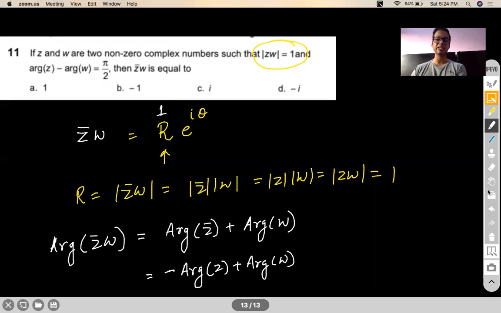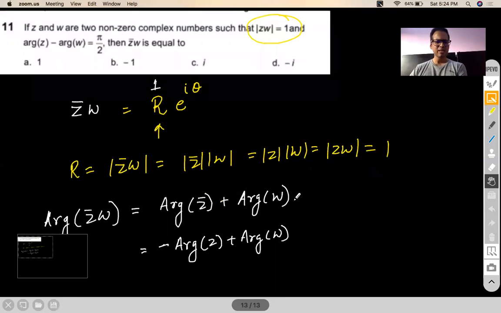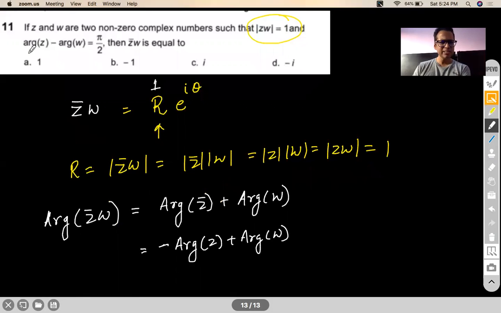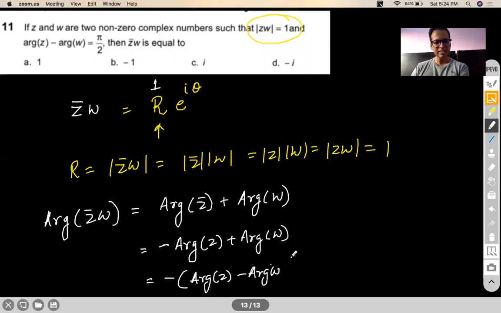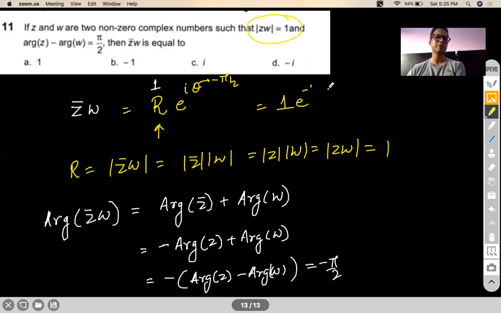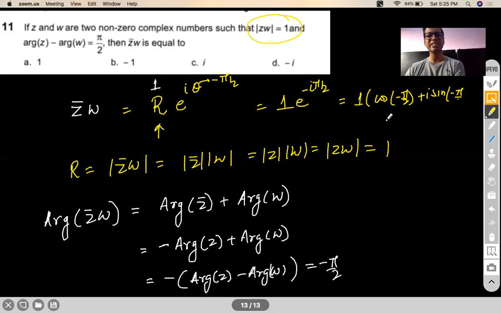Remember the modulus and conjugate properties. I can see this term is the negative of whatever I need, right? So if I take a negative over here, isn't it given to us in the question? Yes, this is given to us in the question. So the answer is minus pi by 2. So your answer will be 1 e to the power minus I pi by 2, or in polar form, it is 1 cos minus pi by 2 plus I sine minus pi by 2, which we all know is negative I. Option number D is correct.